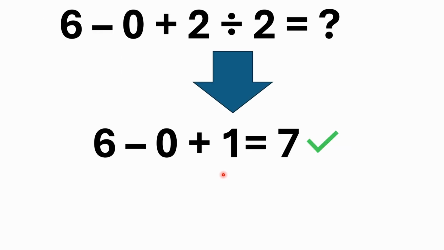All right, so what do we do next? Next we move on to division. So we have 6 minus 0, and then this 2 divided by 2 is 1, so we bring it down here. Now this throws some people off as well. They'll get a wrong answer. It's 6 minus 0 plus 1. The correct answer is 7.